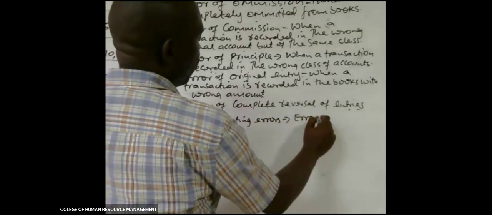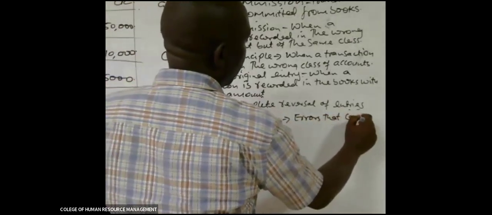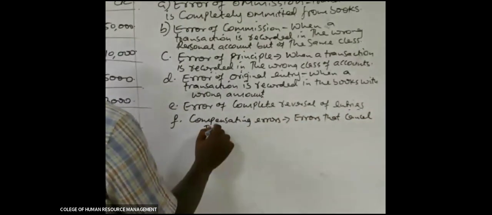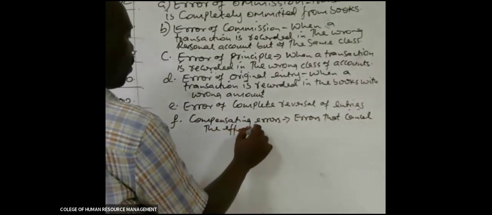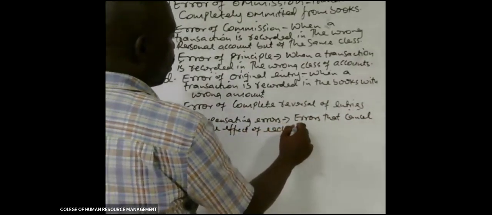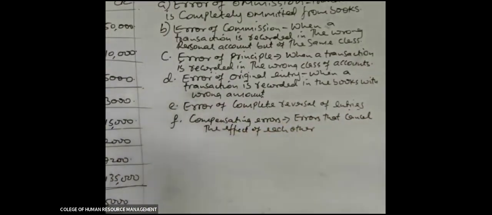These are errors that cancel the effects of each other. You make an error, number 1, it has an effect on the debit. On another date, you make another error, which now counters the first error that you had made. So they cancel the effect of each other.